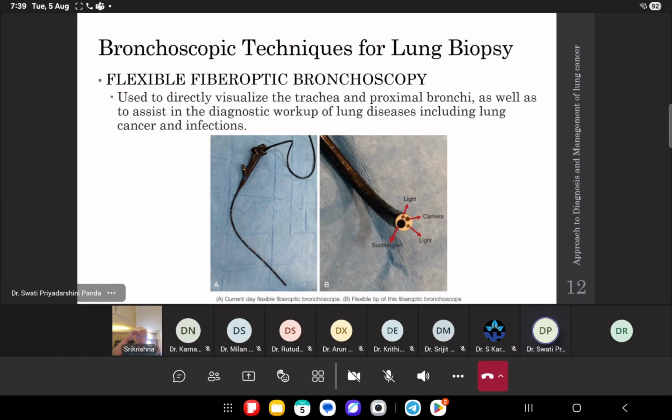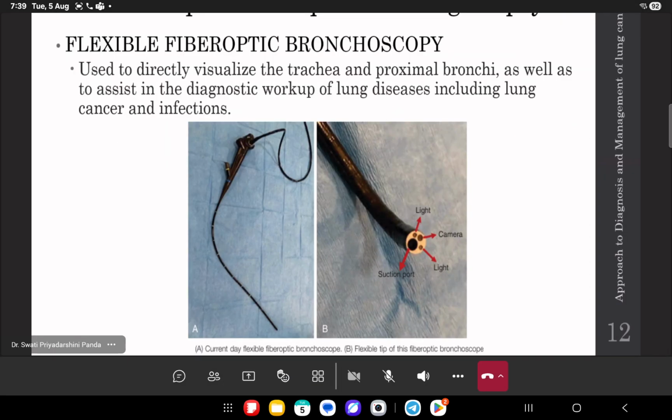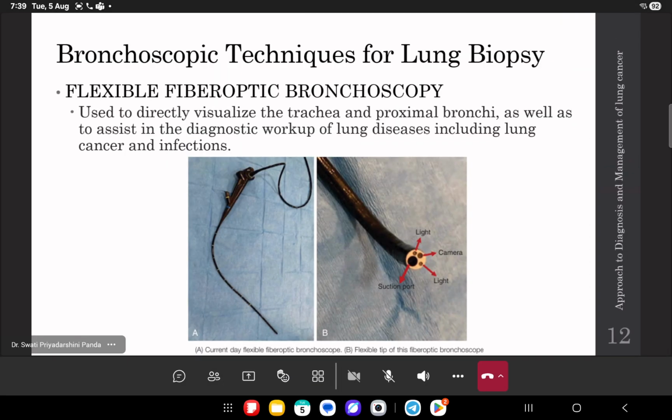Bronchoscopic techniques for lung biopsy. First one is flexible fiber optic bronchoscopy. It is used to directly visualize the trachea and proximal bronchi, as well as to assist in the diagnostic workup of lung disease, including lung cancer and infection. On the left hand side image, it is the flexible fiber optic bronchoscope, and on the right side, the tip is visible. It has two light sources, one camera port, and one suction port.